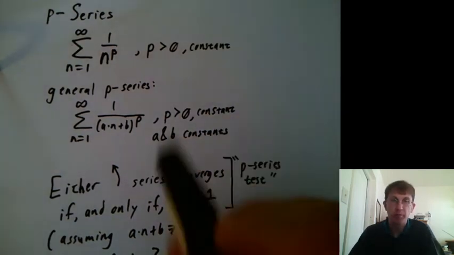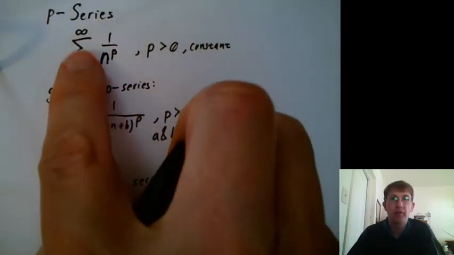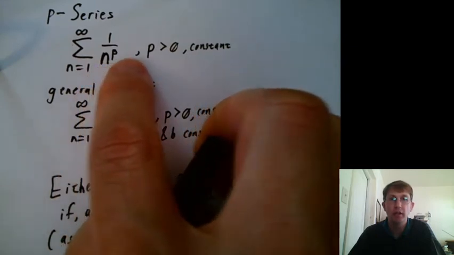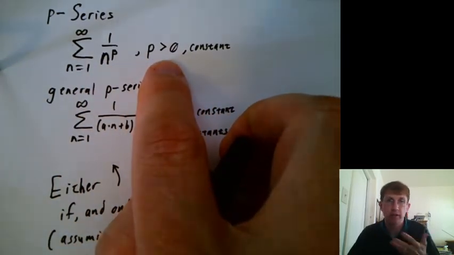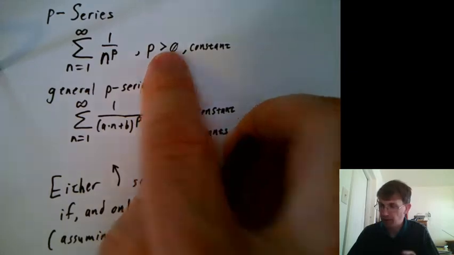Let's look at something called the p-series. It's the sum from n equals 1 to infinity of 1 over n to the p. P has to be a constant here. It can't change with n, and it has to be bigger than 0.